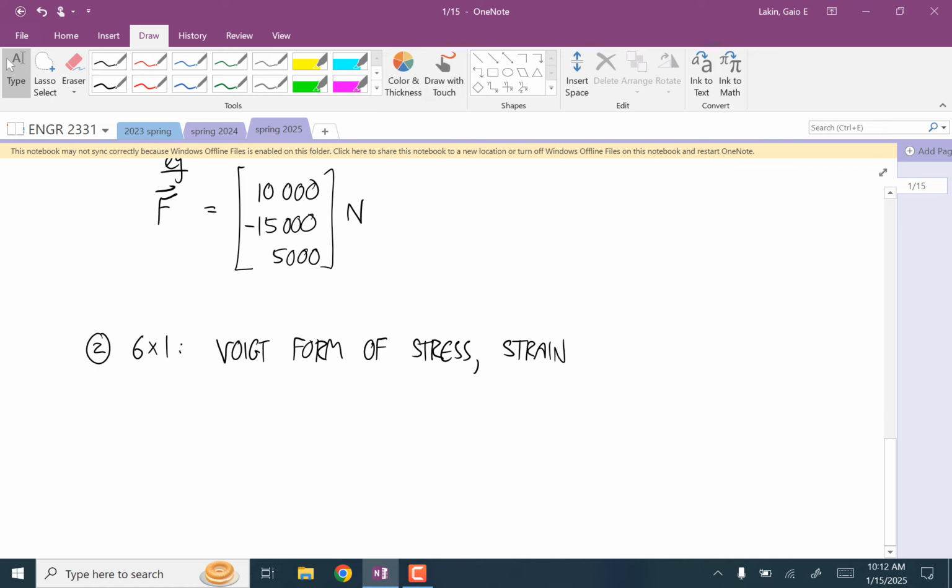And so the Voigt stress, and I'll represent it with an under squiggle like that, could be 1.5 times 10 to the minus 5, 0, 0, negative 6 times 10 to the minus 6, 0, 0.